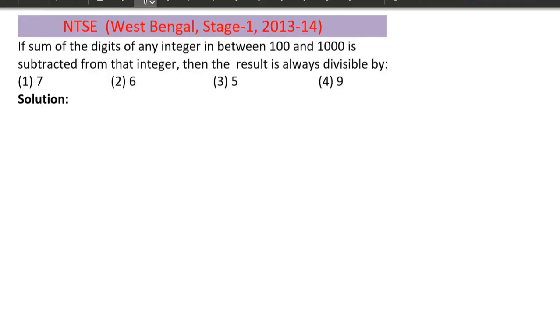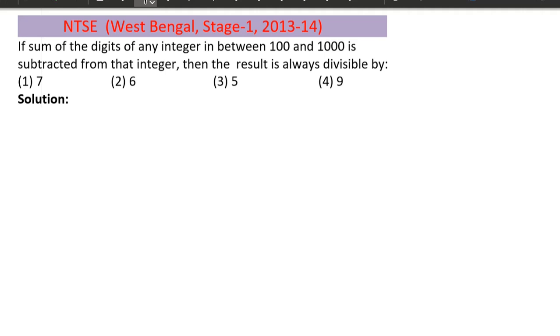Hello, my dear students. Today we will discuss 5 important questions related to previous year's NTSE questions from different states. First one is NTSE West Bengal from 2013-14. If the sum of digits of any integer between 100 and 1000 is subtracted from that integer, then the result is always divisible by.